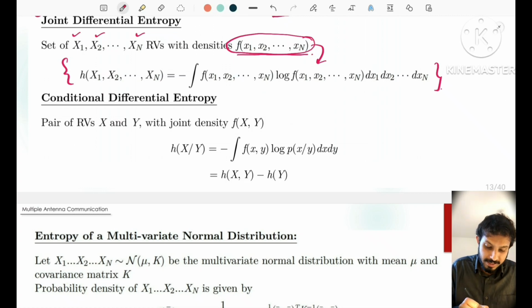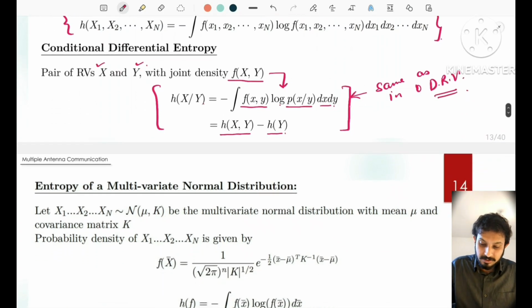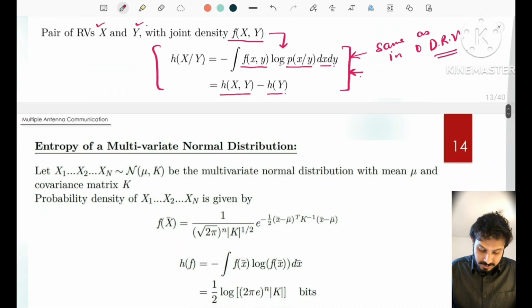Conditional differential entropy: let's say we have a pair of x and y with density f of x, y, then we can have this form: h of x given y is equal to negative integral of joint PDF of x, y into log of f of x given y, dx dy, which can be represented in terms of h of x, y and h of y. This is the same as in the case of discrete random variables. So no need to dwell on this because it is similar to what we have studied in discrete variables.